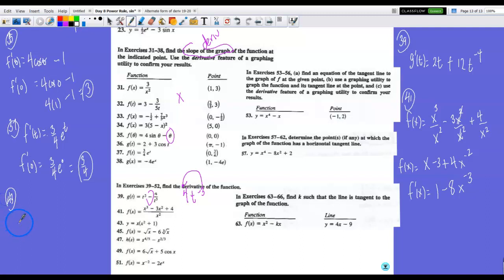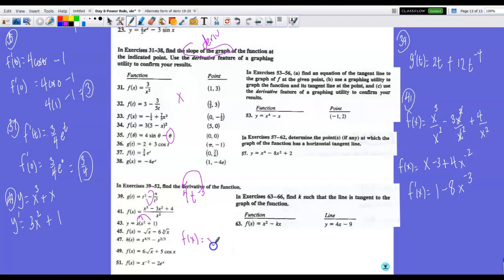Number 43, I'll come back over here on the right-hand side. It needs a rewrite because it's not in power function format. So to begin number 43, I'm going to distribute and distribute, and so that will give me x cubed plus x. Now I'll take the derivative, and the derivative of x cubed is 3x squared, and the derivative of x is 1.